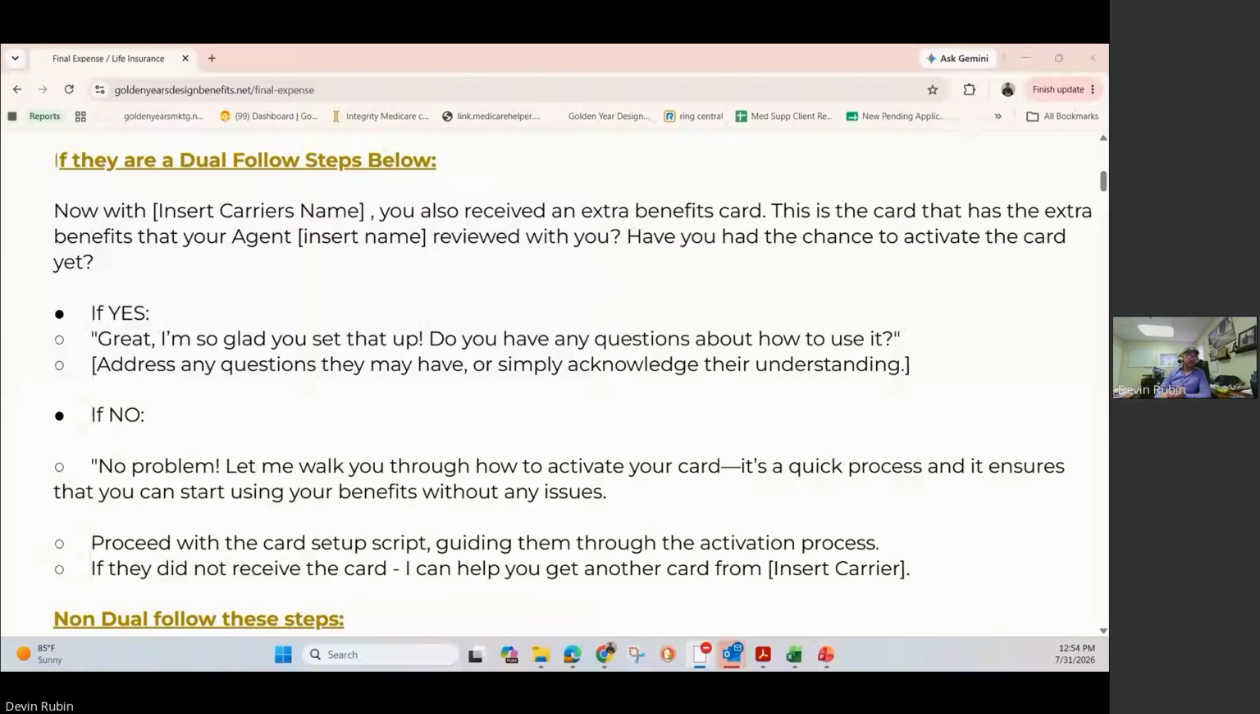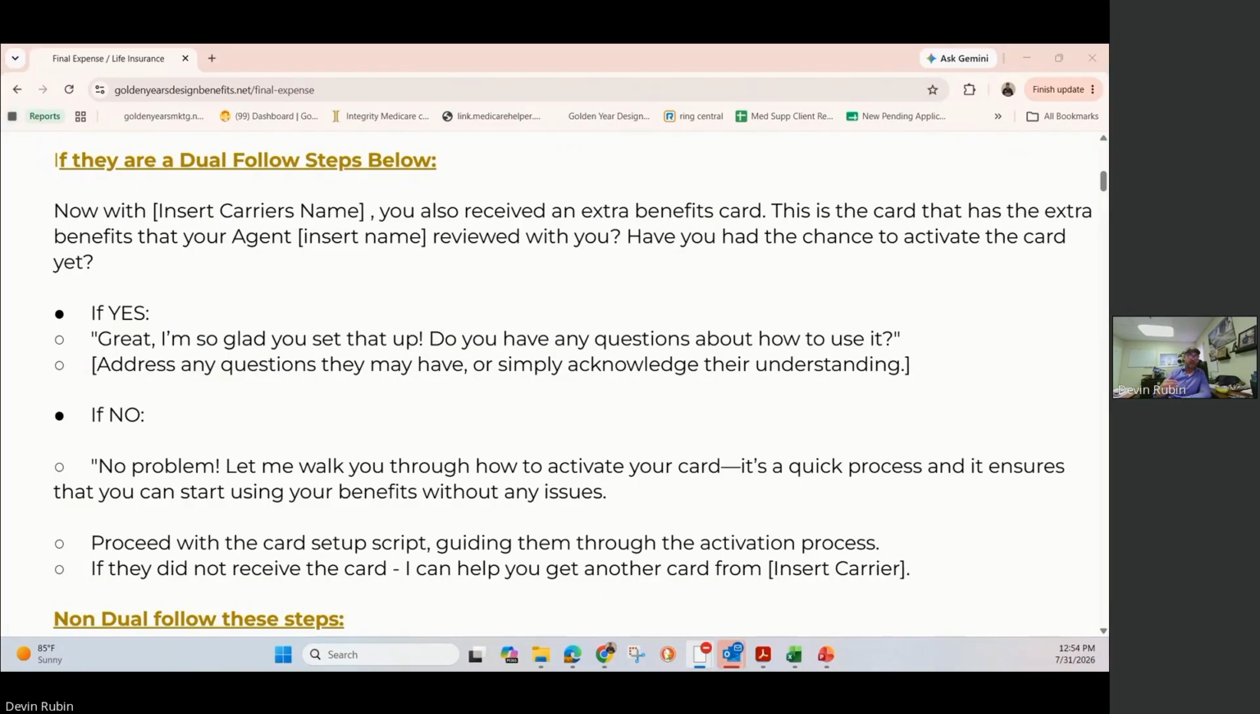So dual clients are going to not only get their identification card, but they're also going to be getting an extra benefits card. And so we want to make sure that they've received both of those cards. So great, I'm glad you set them up. We're going to ask them, did you have a chance to activate your extra benefits card?